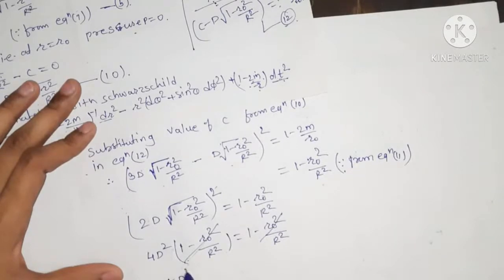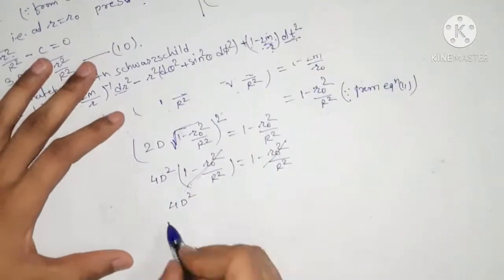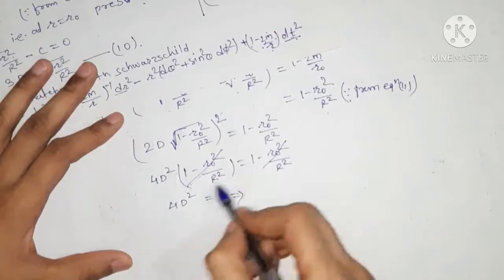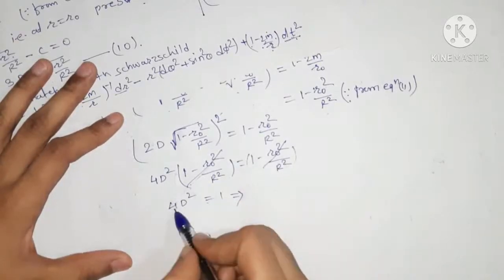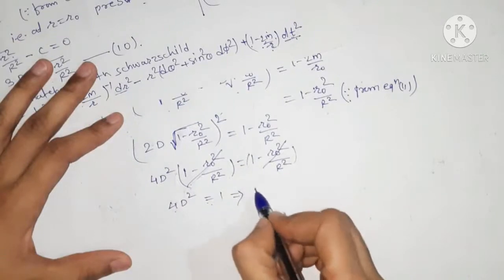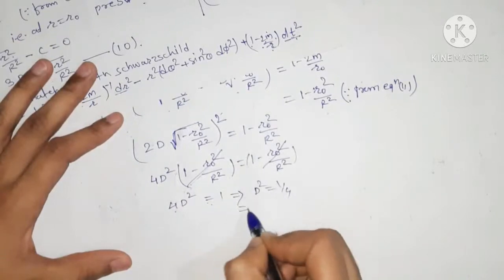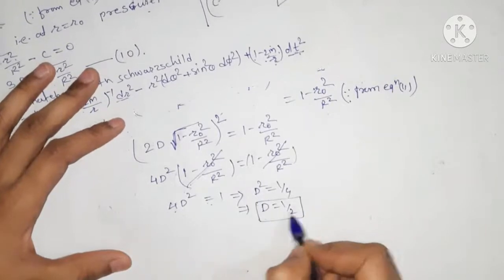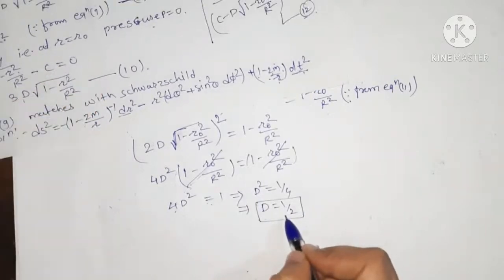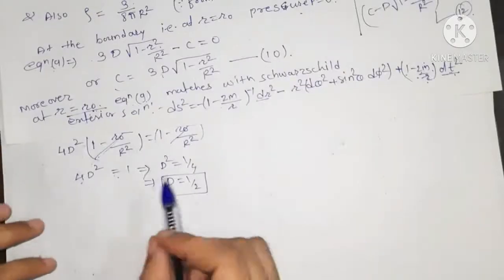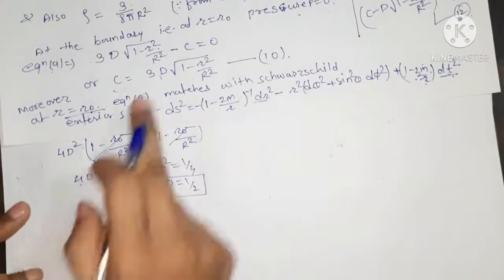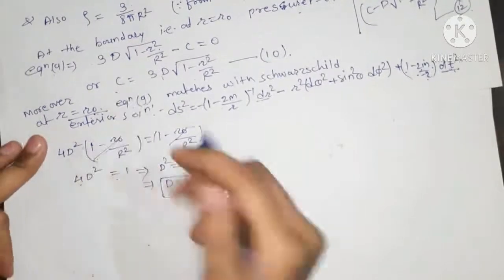Okay, 4D square. Therefore we get 4D square equals to 1. This implies the whole bracket is cancelled. Okay, so 4D square equals to 1 implies D square equals to 1 upon 4. This implies, taking square root, we get D is equal to half. Now we substitute the value of D equals to 1 upon 2 in equation 10. Okay, that is here. So we get the value of C here.